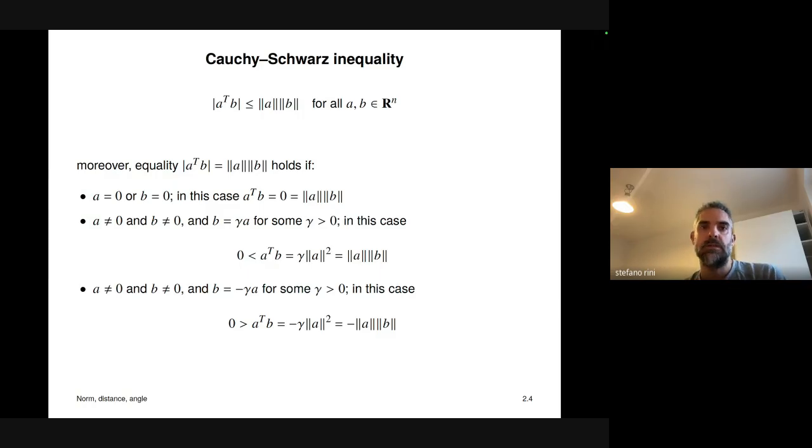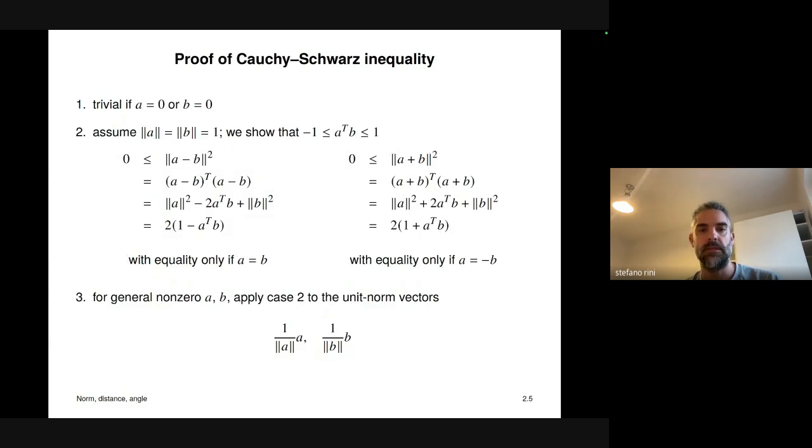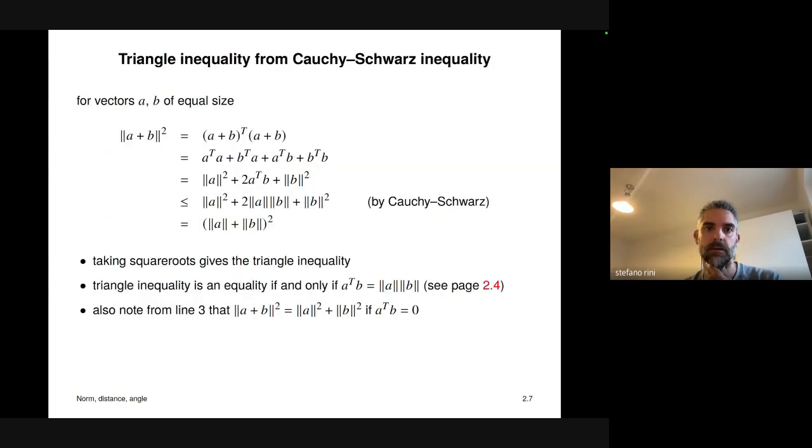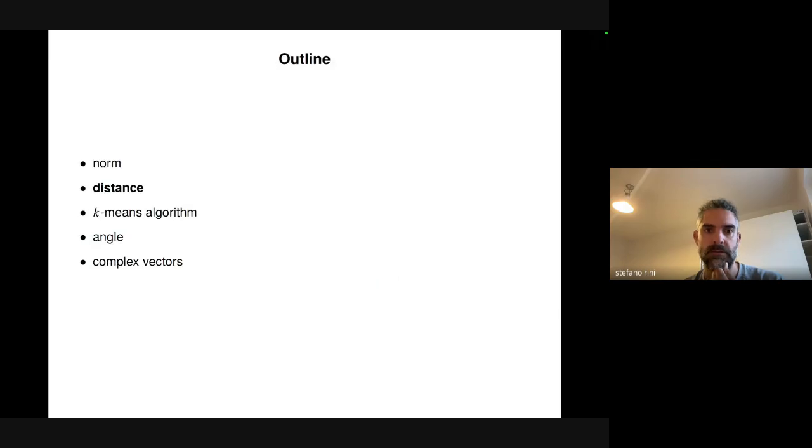Something that we always use is the Cauchy-Schwarz inequality. I think you guys already saw it at some point in your life, but this is the inequality. And notice that this property is sharp, right? So it's 0 only if one of them is 0. Okay, the proof is here. We're not going to go through the proof, it's fairly easy. Then we discussed last time the difference between average and RMS. Okay, the triangle inequality follows from the Cauchy-Schwarz.